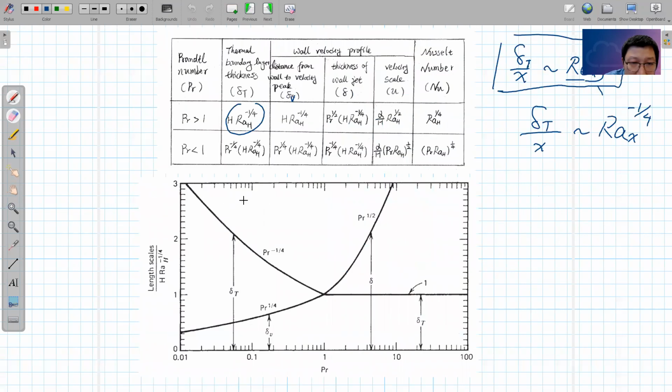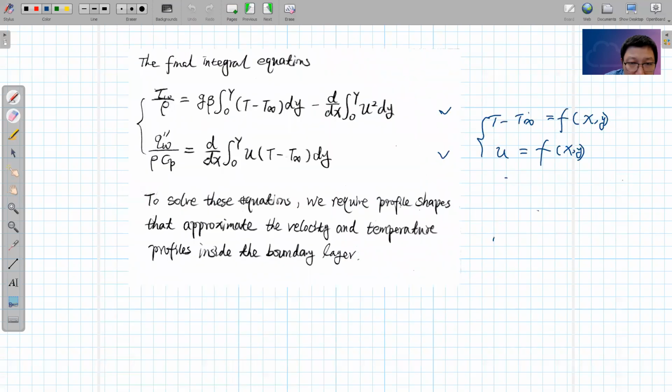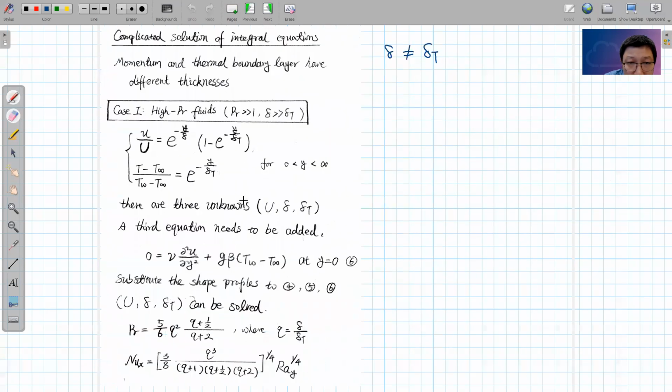So that's the reason that when you solve the integral equation, you also need to consider the two cases, the high Prandtl number cases and the low Prandtl number cases, because they have different shapes of function. The U profile you use for the high Prandtl number cases, you cannot use for the low Prandtl number. You have to assume different shapes.